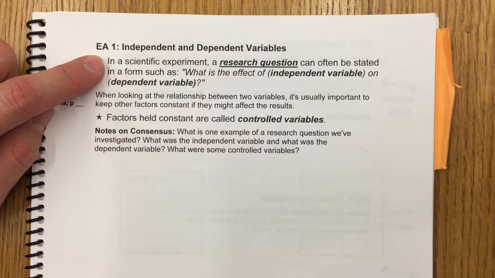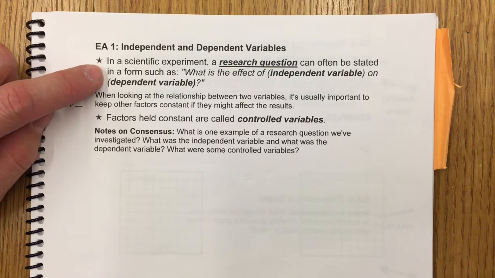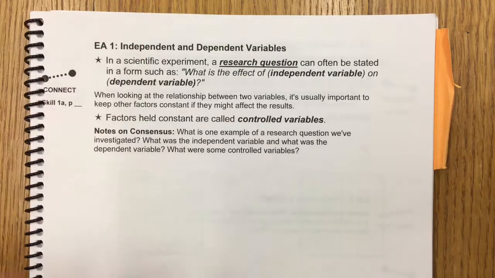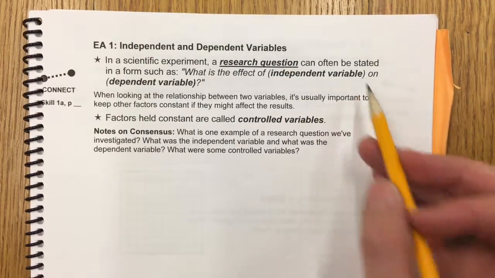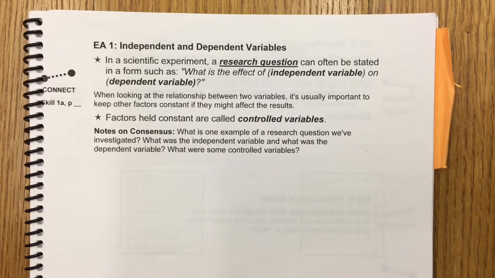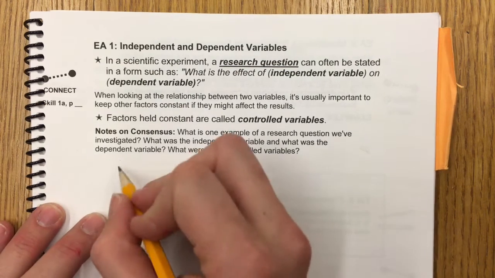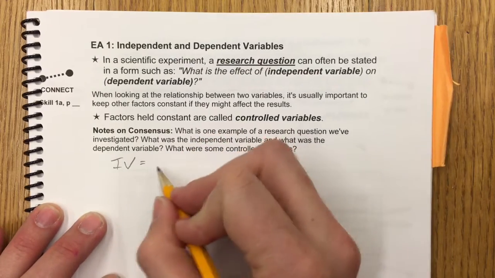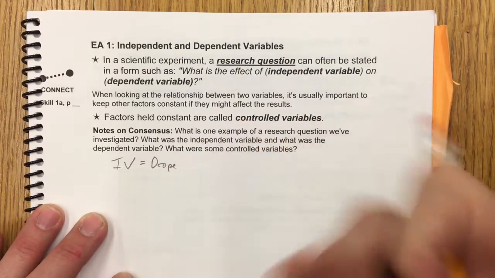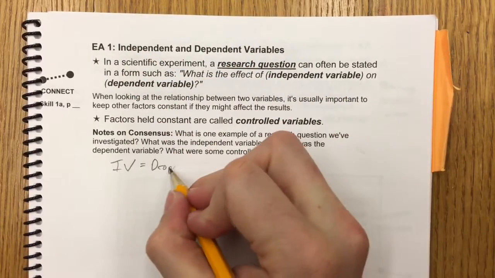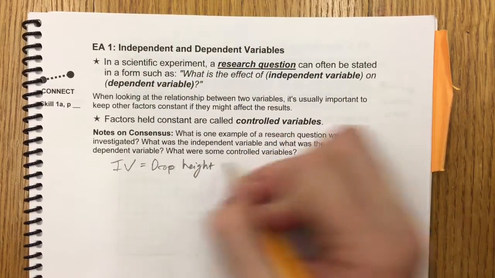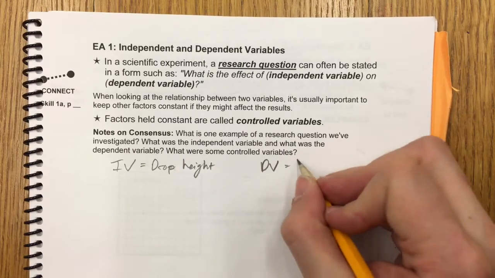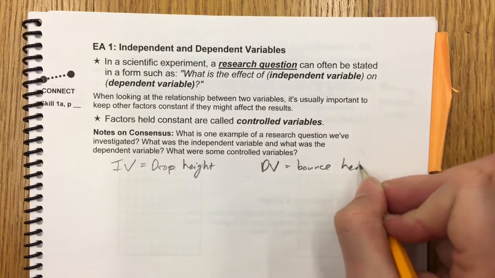In a scientific experiment, a research question can often be stated in a form such as, what is the effect of the independent variable on the dependent variable? So for example, in the experiment that we're doing tomorrow, where the independent variable is the drop height and the dependent variable is the bounce height, we could say independent variable is the drop height, D-R-O-P, height, and the dependent variable is the bounce height.